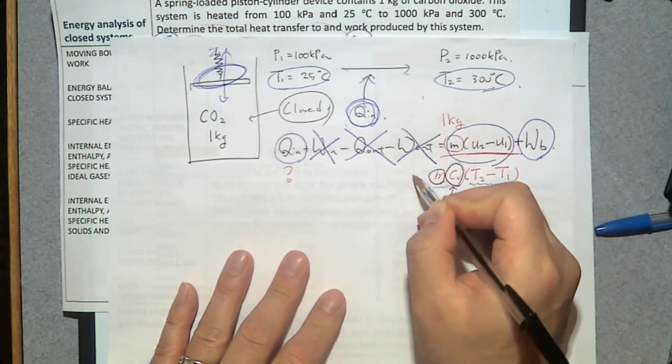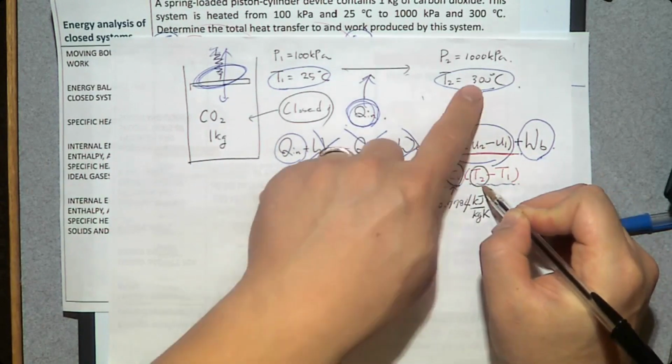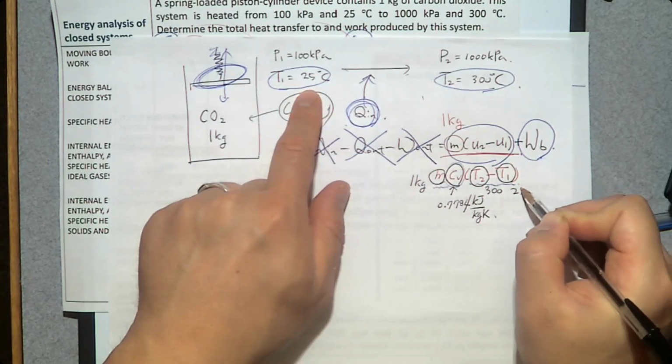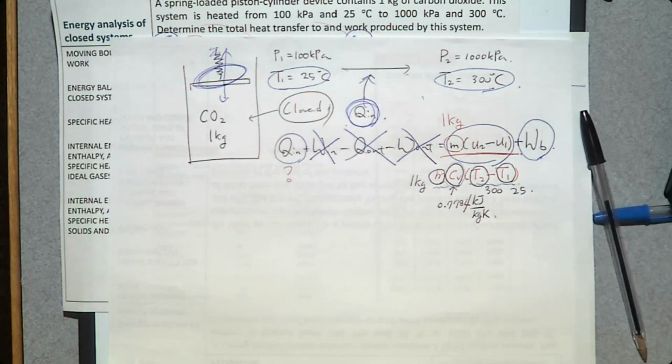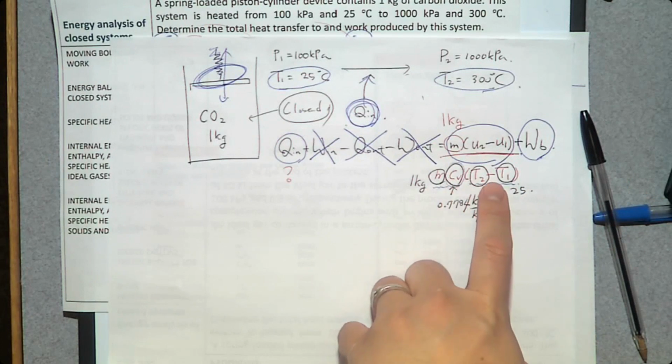What about the mass? 1 kilogram. What about T2? 300. What about T1? 25. Then you may have a question. There's a Kelvin. Can we use degrees Celsius? Yes, you can, because we are multiplying this CV by the difference in temperature, not just temperature.